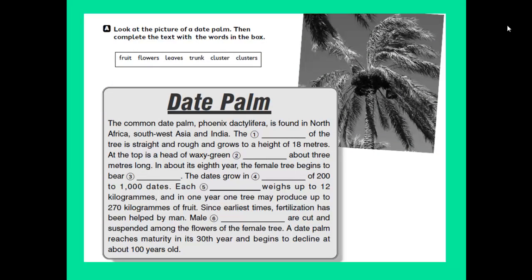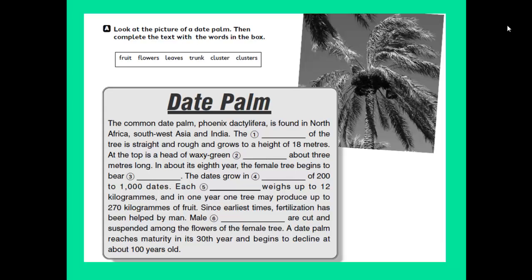Now let's move to the second book, I mean the workbook. In our workbook, on page number 37, we have practice number A. Look at the picture of the date palm, then complete the text with the words in the box: fruit, flowers, leaves, trunk, cluster, and clusters. Date palm.